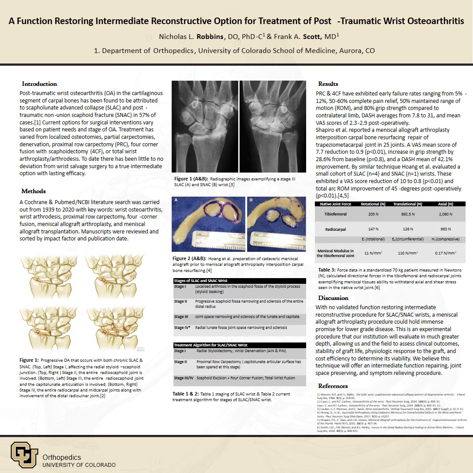My junior research project is titled A Function Restoring Intermediate Reconstructive Option for Treatment of Post-Traumatic Wrist Osteoarthritis. Wrist osteoarthritis is a degenerative change in the cartilaginous segment of a carpal bone, primarily due to a chronic non-inflammatory joint disease. Of note, these changes are often caused by a traumatic event that occurred some years prior to symptomatic presentation and almost always involve some aspect of the scaphoid as a sentinel segment.